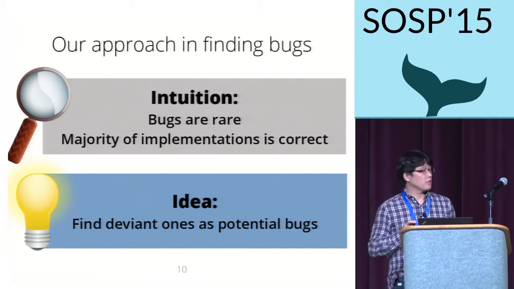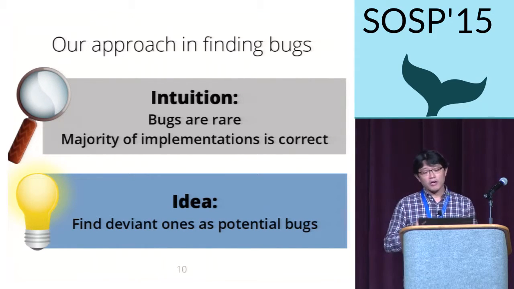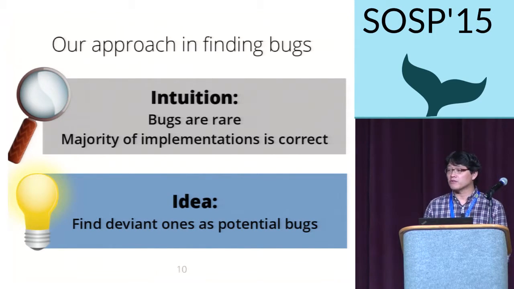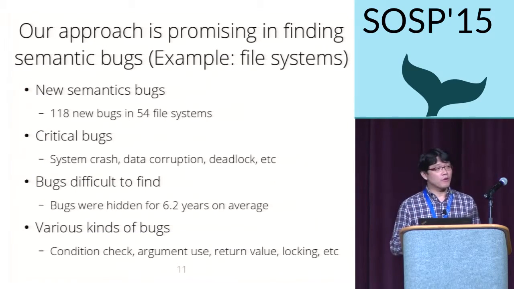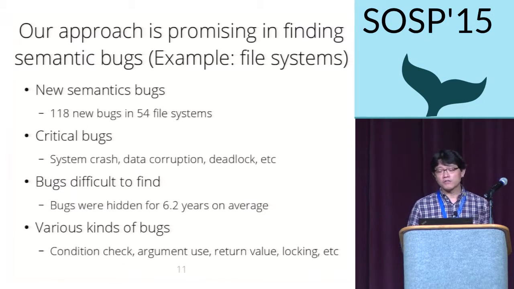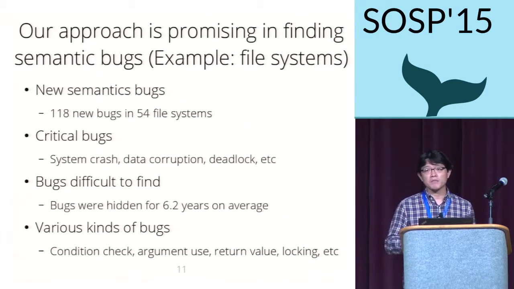From these 2 examples, a common observation is that bugs are rare, and the majority of implementations are correct. So our approach to finding bugs is comparing multiple file system implementations to find the deviant ones as potential bugs. In this work, we explored this idea in the Linux file system domain, and we got very promising results.